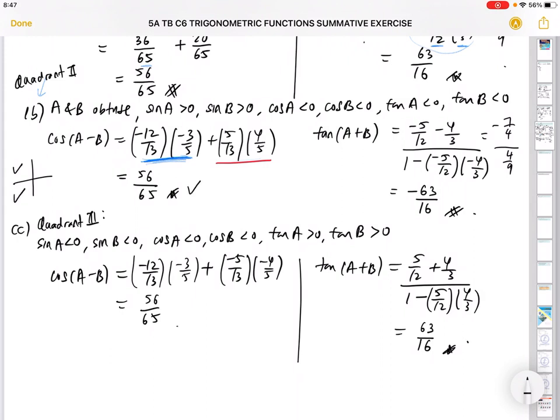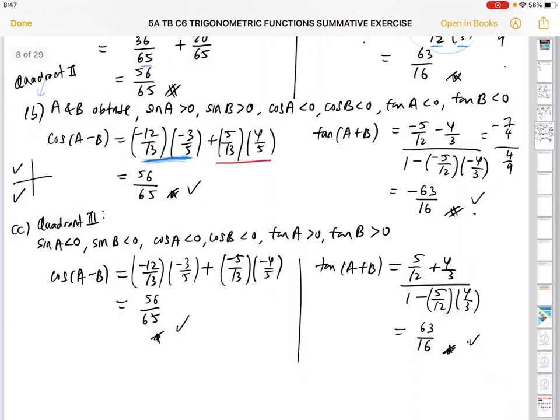But for the second one, this tangent, if both are in quadrant 2, then both are negative. If both are in quadrant 3, then it is positive. So I shouldn't go further than this because there are two possibilities, right? So you can say that your answer can be this, depending on your quadrant. Okay, so let's move on to question number 6.